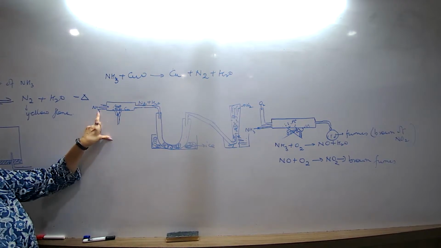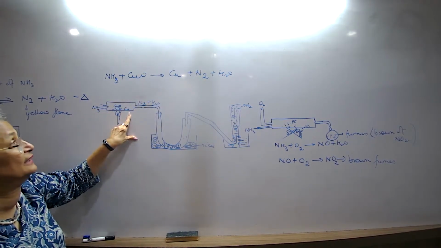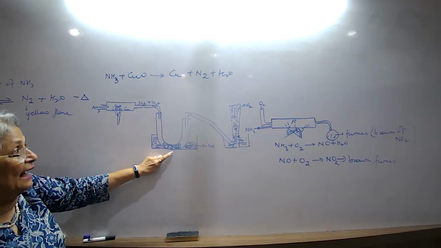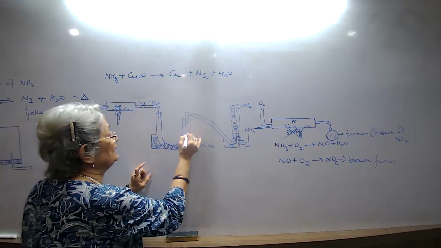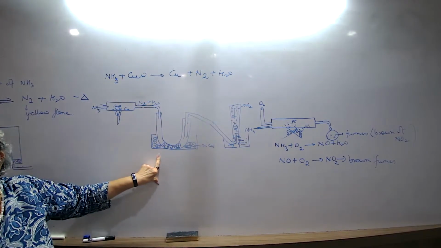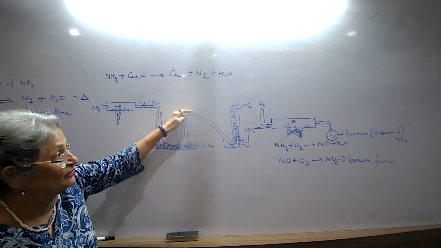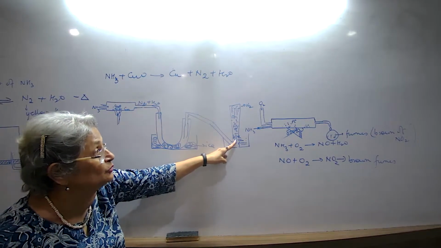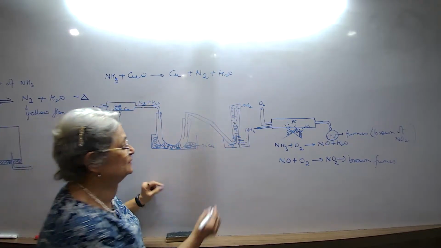So pay attention here. Ammonia with copper oxide gives you copper. Nitrogen and hydrogen are coming down and are passing through a U-tube. The U-tube is placed in ice cold water. So water gets condensed. And what is escaping? Nitrogen. Nitrogen is escaping and is collected through the beehive arrangement. This is called a beehive arrangement.